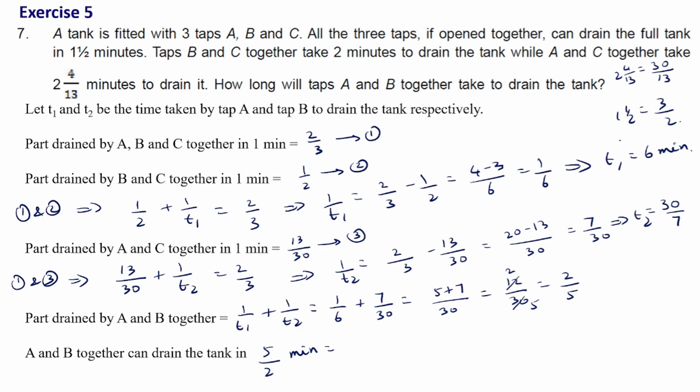5 by 2 is 2.5. So it is 2 minutes 30 seconds. So this is the time in which A and B together can drain the tank. So these are the questions from exercise 5, which are on problems on pipes and cisterns.